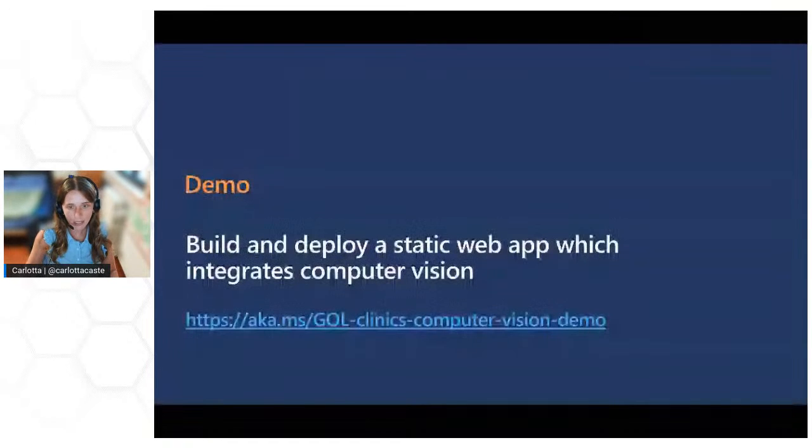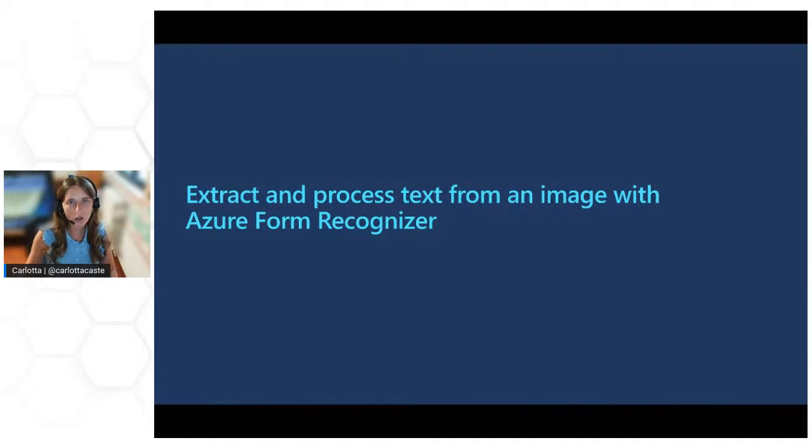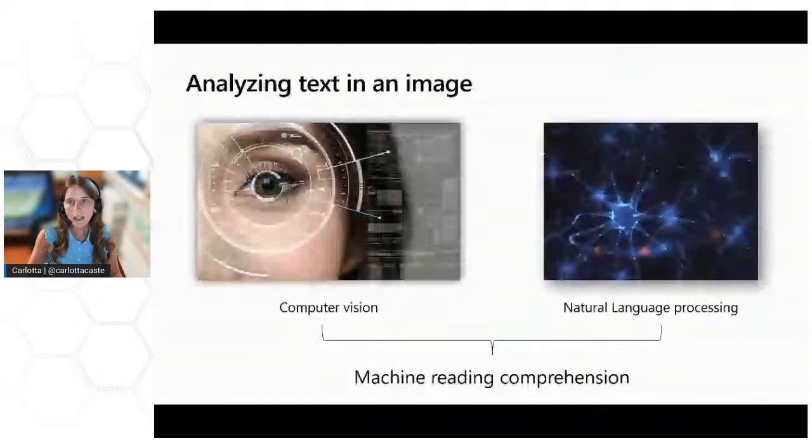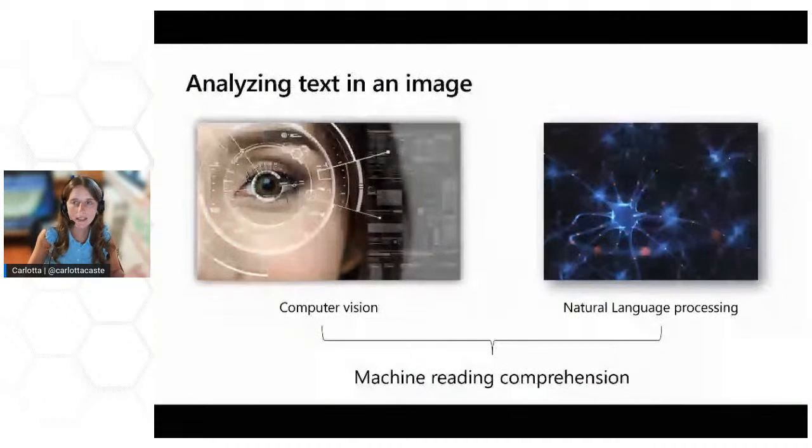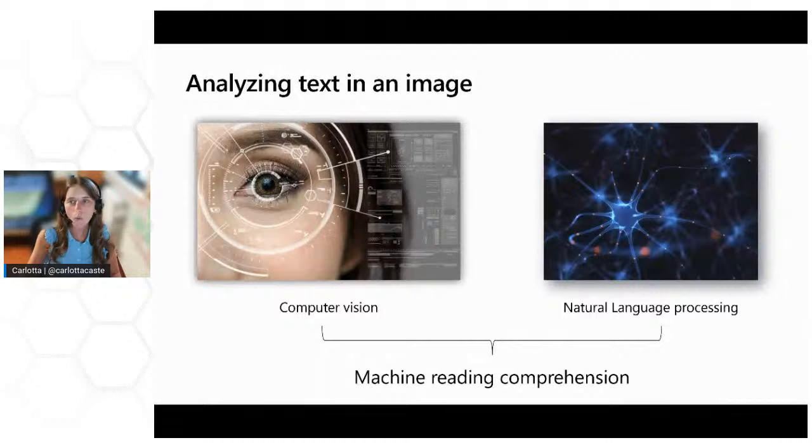Let me now come back to the slide because we have one more topic for today, which is how to extract and process text from an image with the Azure Form Recognizer service. We've seen how the computer vision service is able to recognize and extract printed or handwritten text from an image using optical character recognition capabilities. Azure Form Recognizer allows us to go one step ahead, leveraging an area of AI where computer vision intersects with natural language processing.